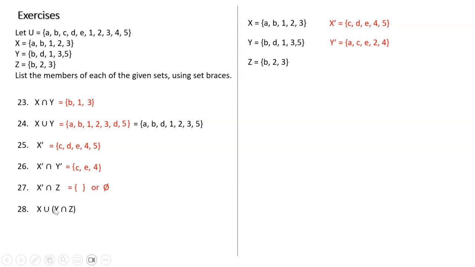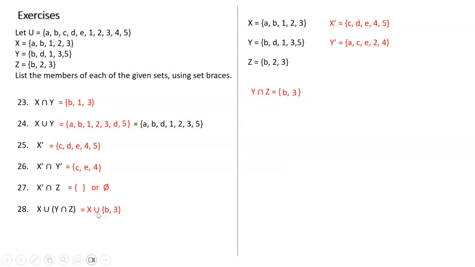Now for number 28, you have X union parentheses Y intersects Z. So here, guys, again, you're going to have to follow PEMDAS, the order of operations. First, we have to do the parentheses. So what does Y and Z have in common? That's what the symbol means: what they intersect, or what they have in common. They have in common a B and a 3, and that's it. So Y intersects Z is a set containing the elements B and 3.